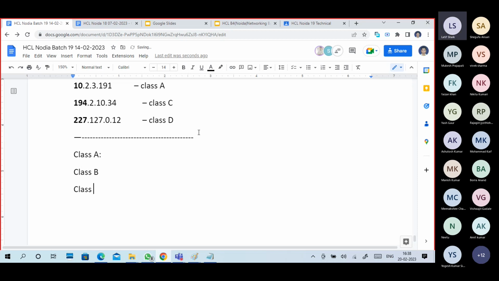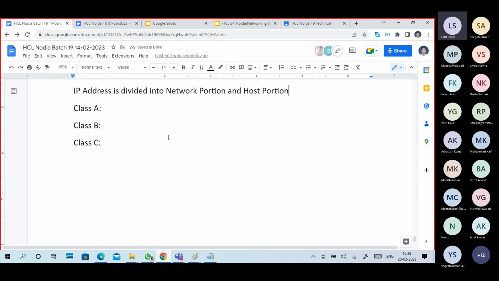I'm taking only three classes, because these are all unicast IP addresses. An IP address, mainly IPv4 of course, is divided into a network portion and a host portion. One IP address is divided into network and host portion, depending upon what class you choose.